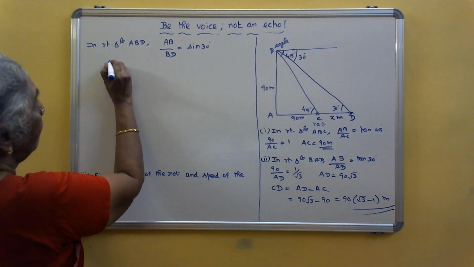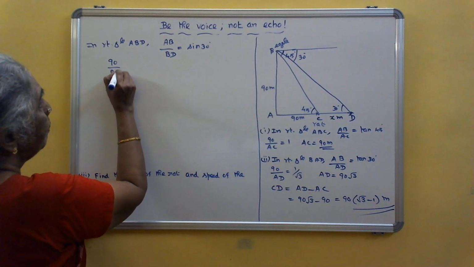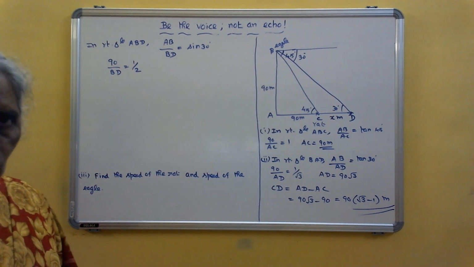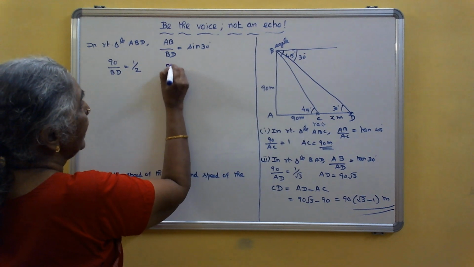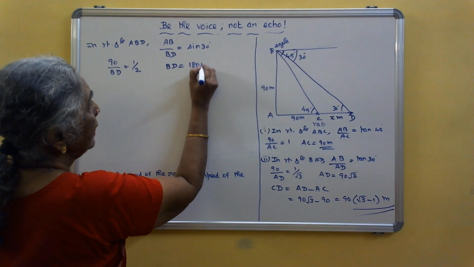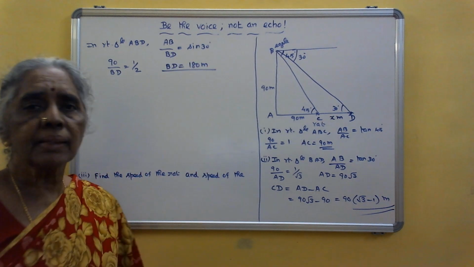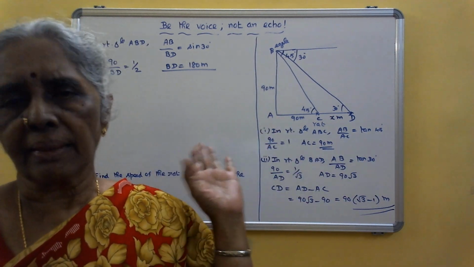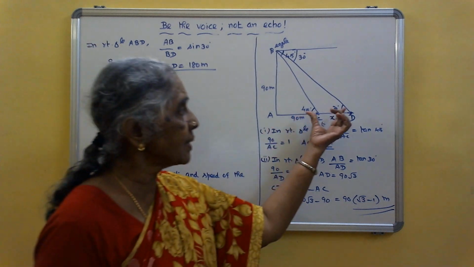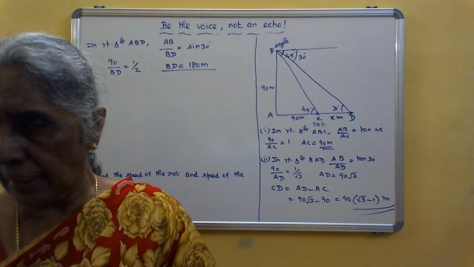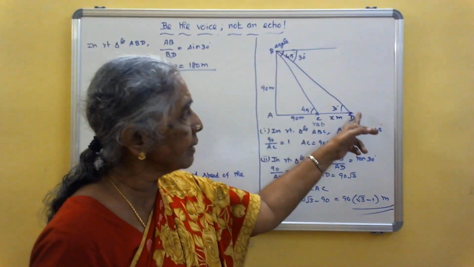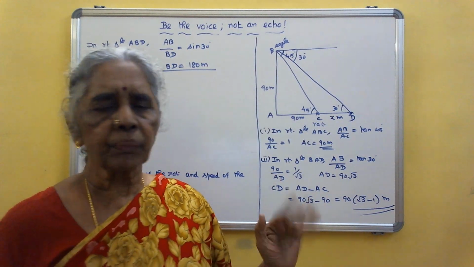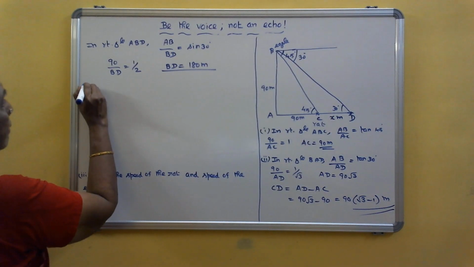So now AB is 90 by BD, sine 30, you know that is 1 by 2. Cross multiply, you will get BD is equal to 180 meter. This is the distance traveled by the eagle in 10 seconds. Is it clear? So this is the distance traveled by the rat in 10 seconds. This is the distance traveled by the eagle in 10 seconds. Okay. So now let us come to the third subdivision.